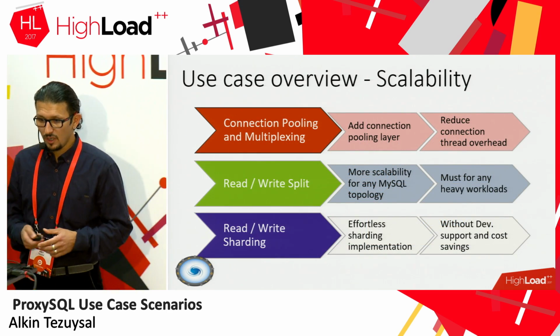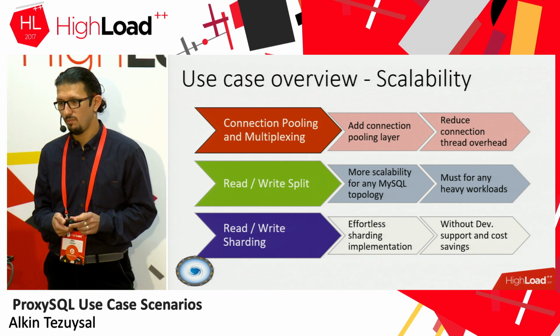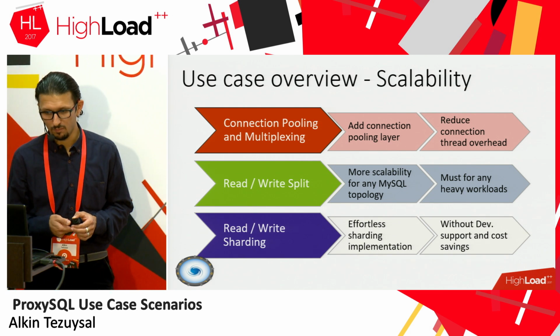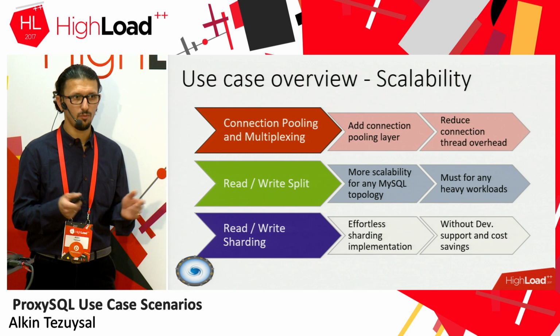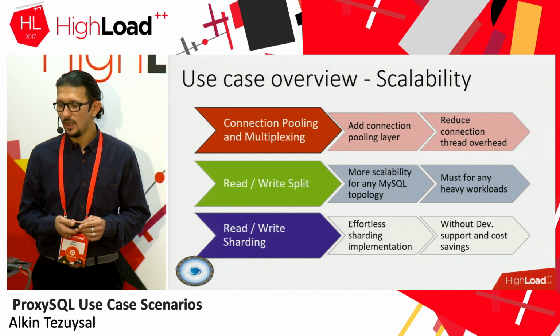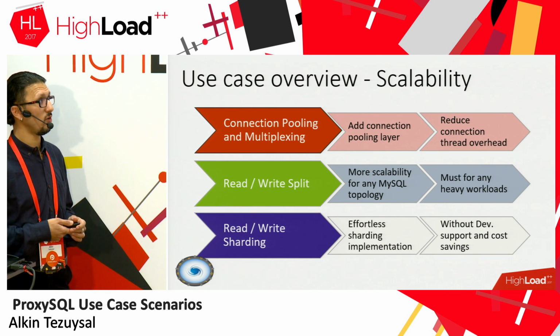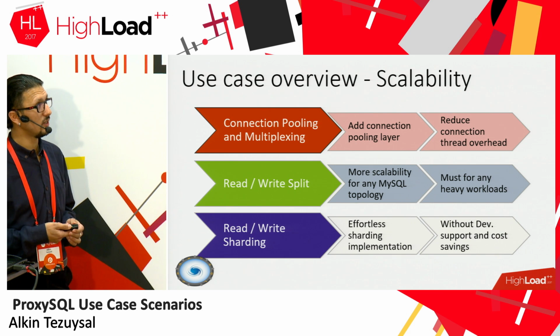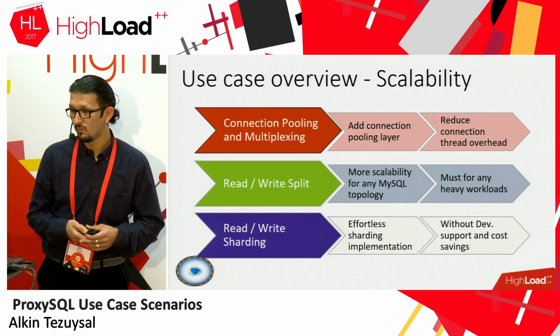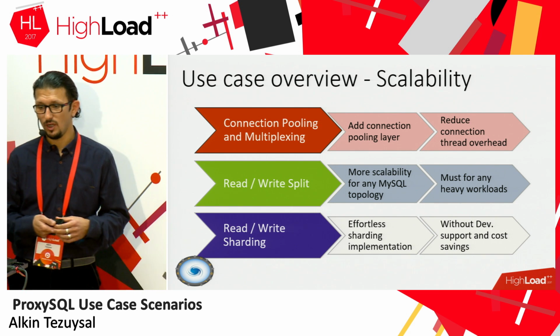So on the scalability side, what do we gain using ProxySQL? Basically connection pooling and multiplexing. If anyone has high traffic on the connection side, you need to pool those connections, whether in the application side or somewhere else. And the connection thread overhead is huge in the database if you hit hard.